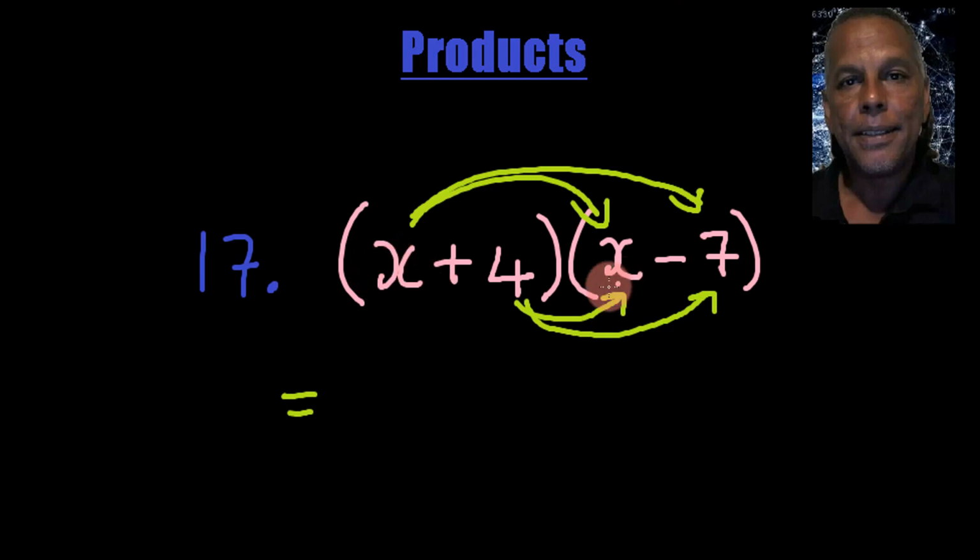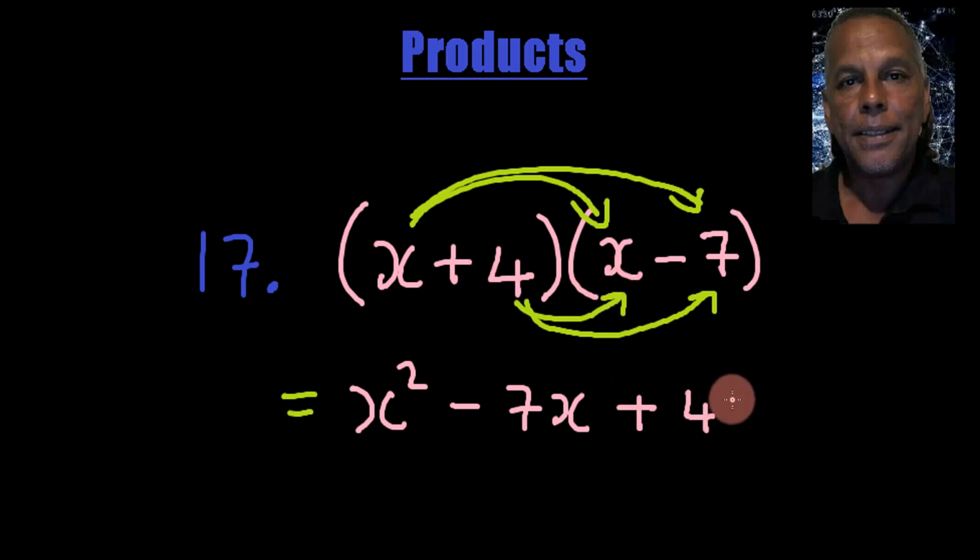So then x times x is x squared when we add the powers. Then we have x times negative 7, which is negative 7x. Then we have 4 times x. Of course, it's positive 4 times x, so it gives us positive 4x. Then we have positive 4 times negative 7. So a plus times a minus is a minus. And 4 times 7, of course, is 28.